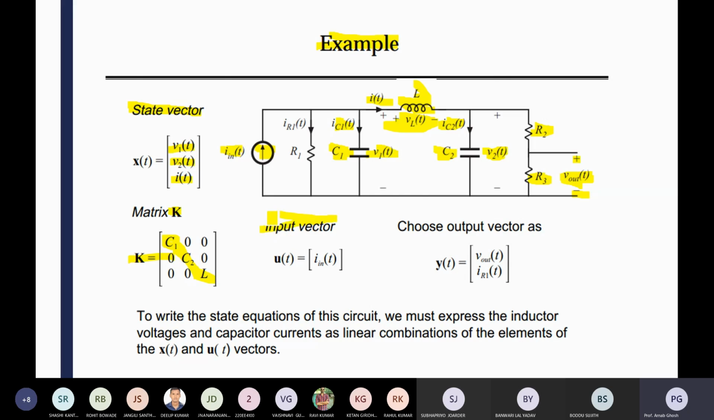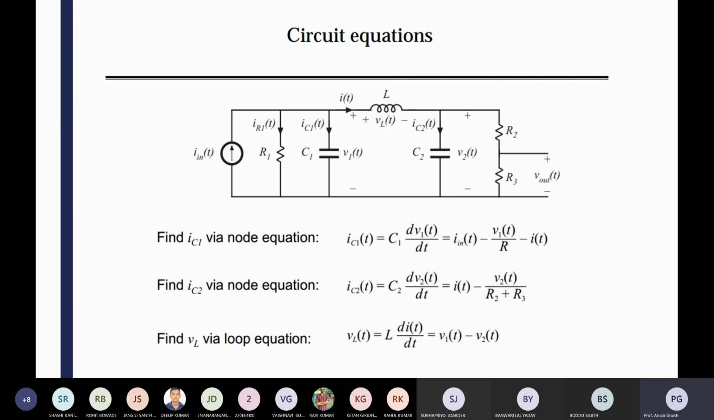The input vector is the input current IN. Then choose the output vector, which means output voltage and current: Vout and the current IR1. To write the state equations of the circuit, you must express the inductor voltage and capacitor current as a linear combination of the elements, where x(t) and u(t) are the vectors. Also try to write the circuit equations in your copy. They are simple equations. IN is there, so you can find IC1, the charging current of capacitor 1, via node equations. So C1 equals what?